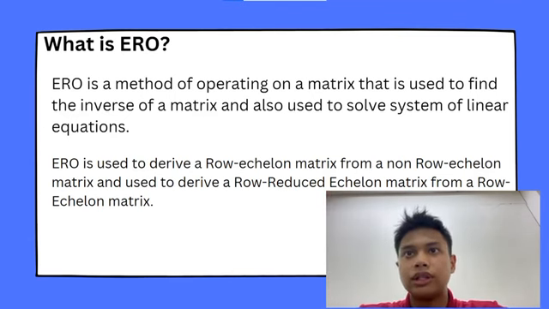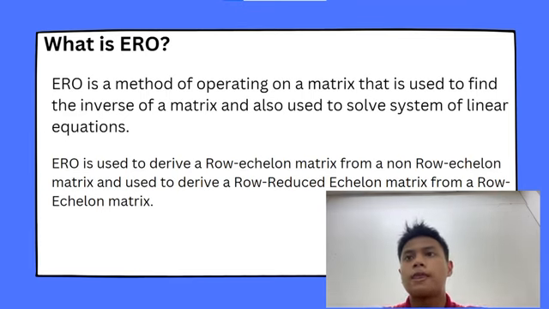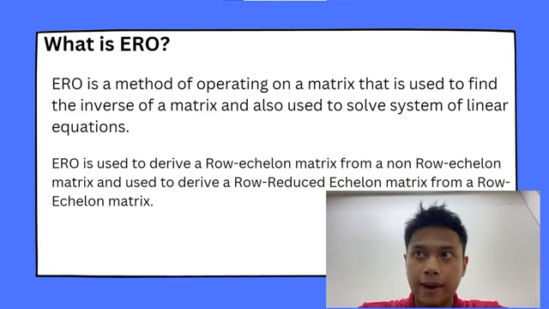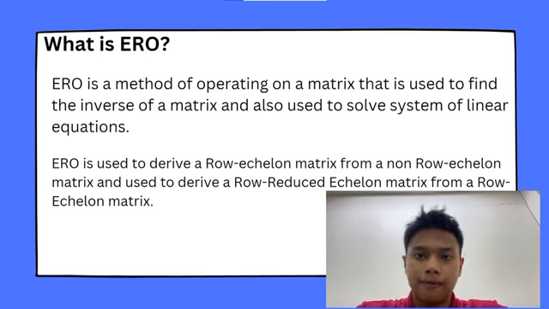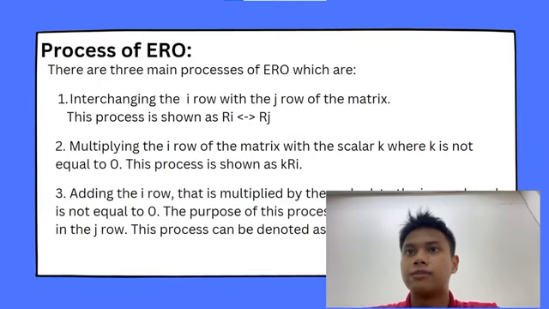ERO is also used to derive a row echelon matrix from a non-row echelon matrix. Later on you will understand what a row echelon matrix, which is REM, and a non-row echelon matrix are. It is also used to derive an RREM, which is a row reduced echelon matrix, from a row echelon matrix. Later you will find out that these two are closely related.